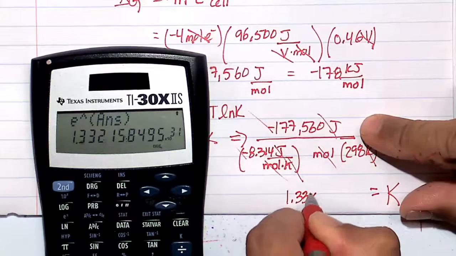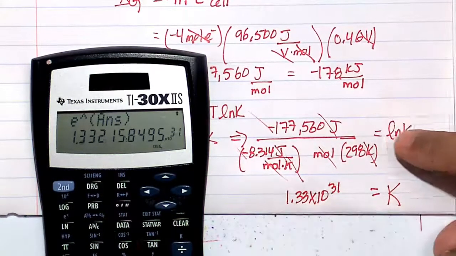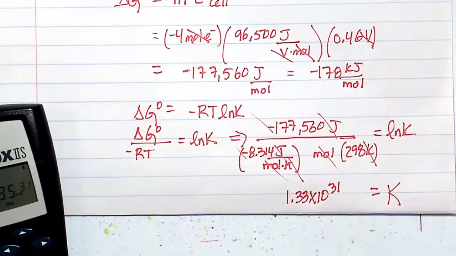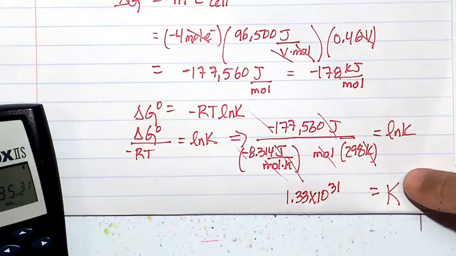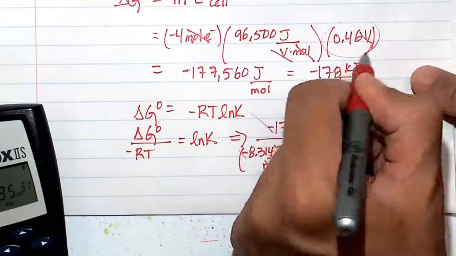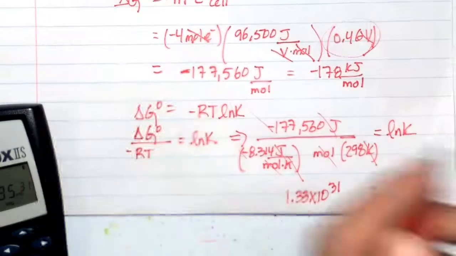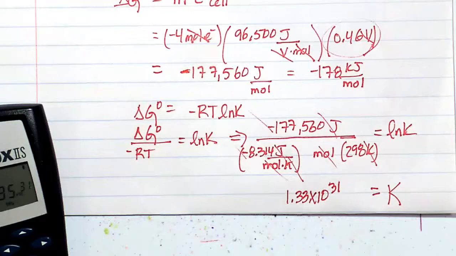Two things I want to tell you is that the very, very large number of K tells us this reaction is very much going to the product side. Another thing that tells us it's going to the product side is our positive 0.46 volts. Another thing that shows this reaction favors the product side is the negative sign of the delta G, which tells us it's an exergonic reaction.